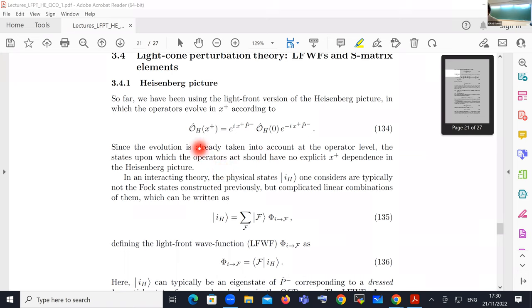As I was discussing already from the start this morning, for example here, some operator which would depend on x plus, the x plus dependence was encoded by the action of the p plus generator here, in such a way. And then for states in the Heisenberg picture, all this evolution is encoded in the operators and not in the states, in principle.